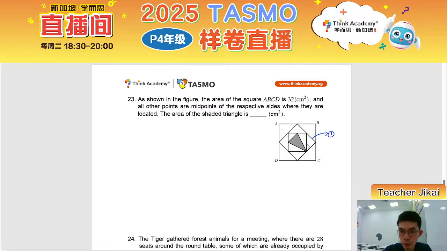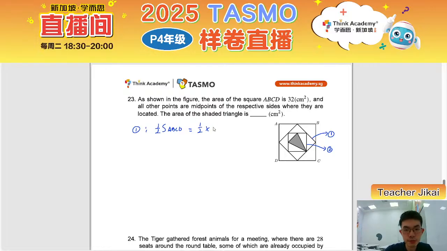So we can have square 1 and square 2. Right? For square 1, we know it is half of the area of ABCD, which is half of 32. So 16 cm squared. How about square 2? Yes, it is half of square 1. So it is half of 16, which is 8 cm squared. So now we know square 2 is 8, but how can we get the shaded part?